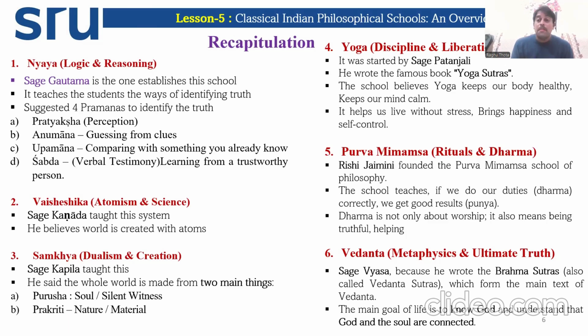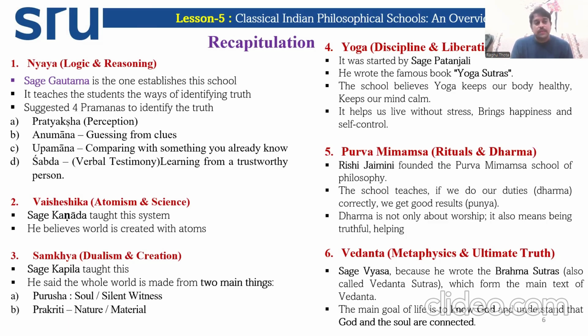That is called Upamana. And Sabda, verbal testimony, is learning from a trustworthy person. Somebody might have witnessed the crime. If you feel that he is a trustworthy person, you can believe and proceed further. So these are all the four different logical ways suggested by Gautama from the school called Nyaya to identify the truth behind it. That is in brief about the Nyaya school.